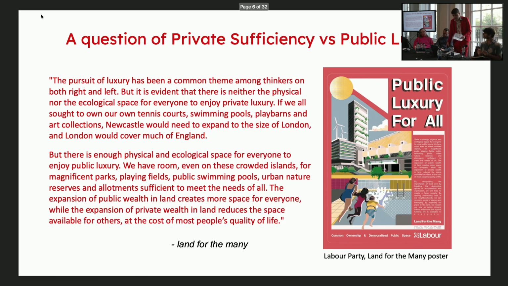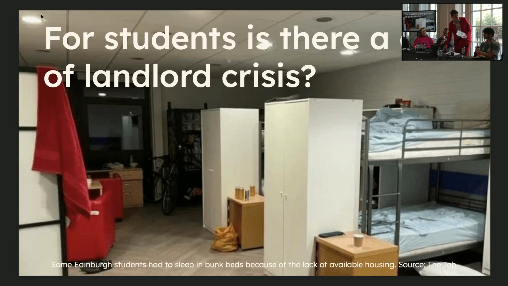So we come to the question of private sufficiency versus public luxury, detailed in a policy paper for the Labour Party called Land for the Many. It addresses the idea that there isn't really enough space in England for everyone to have their own private luxury, so instead we should be investing our time and energy into the public realm much more, not just through the state, but also through the commons. So when we're looking at students and student housing, rents are at record highs, and buying a house is more unaffordable than ever.